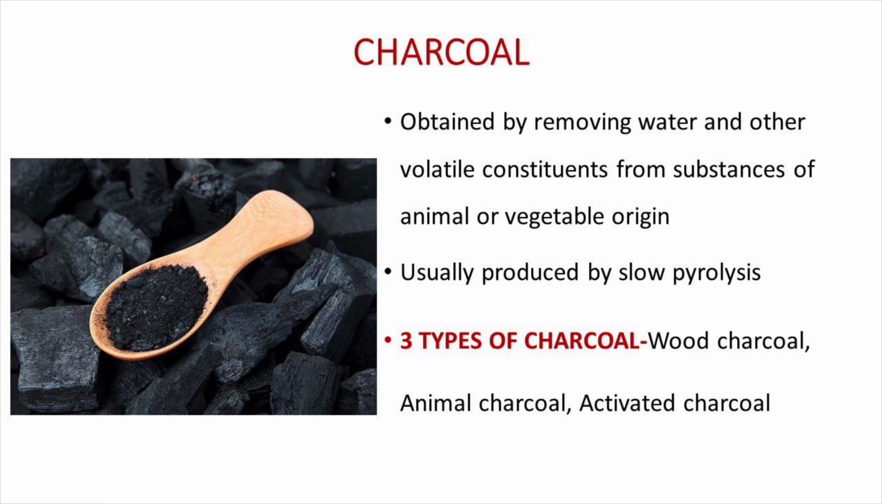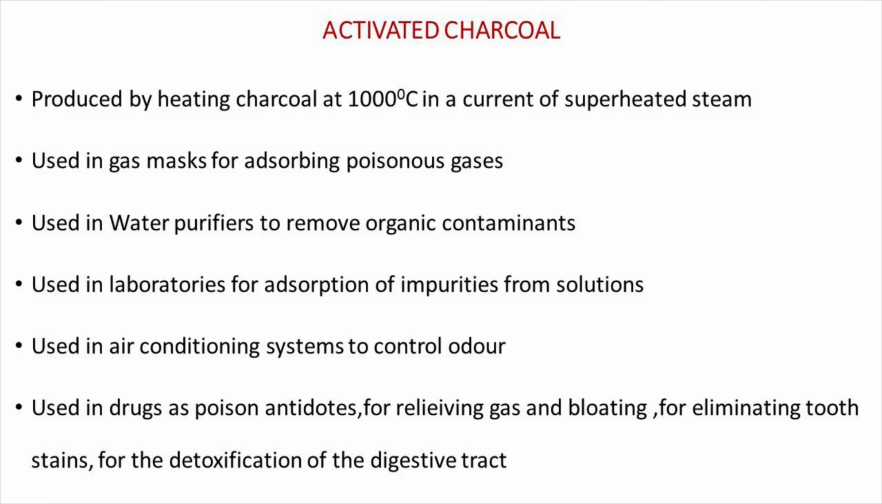The adsorbing capability of charcoal can be increased to a great extent by removing impurities like hydrocarbons which block its active sites. This is usually done by heating charcoal at 1000 degrees Celsius in a current of superheated steam. The product is called activated charcoal.